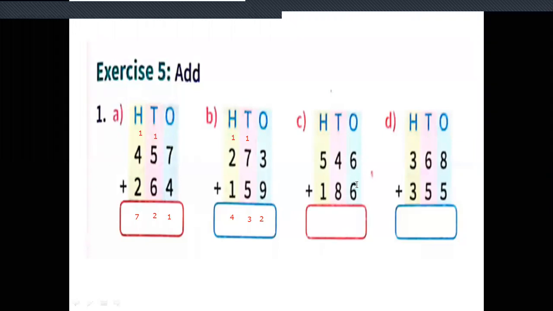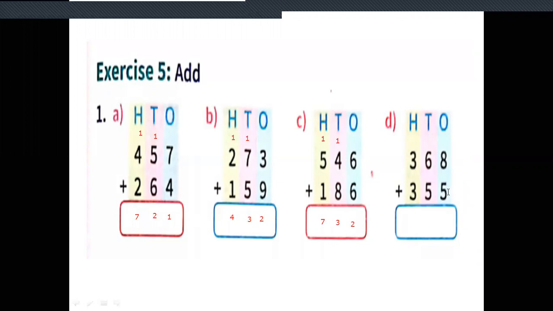Next sum. 6 plus 6 is 12. In 12, 2 you will write here and 1 you will carry over to the tens place. Next, 1 plus 4 is 5. 5 plus 8 is 13. So in 13, 3 you will write here and 1 you will carry over to the hundreds place. Next, 1 plus 5 is 6. 6 plus 1 is 7. So the answer for 546 plus 186 is 732.